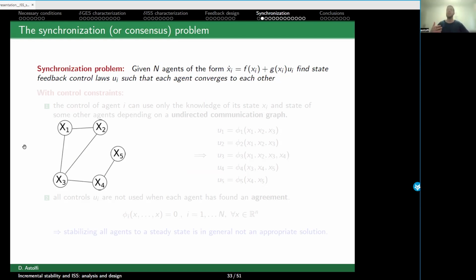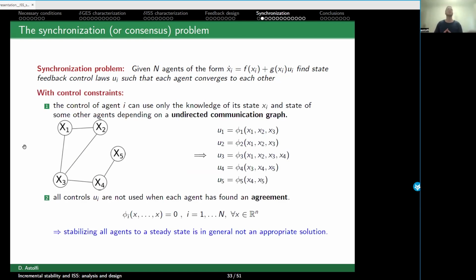You have a set of n agents that communicate between each other. They are described by some dynamical system. In this case, we will consider input-affine dynamics, and you want to find a distributed law such that you achieve synchronization. Basically, all the xi converge to each other asymptotically. And of course, you have a constraint because the input u has to depend only on the local information and the information of the neighbors. So it cannot depend on the full state or on the full information of the network, because this would be like a centralized algorithm, but just on the local information that is available at each agent.